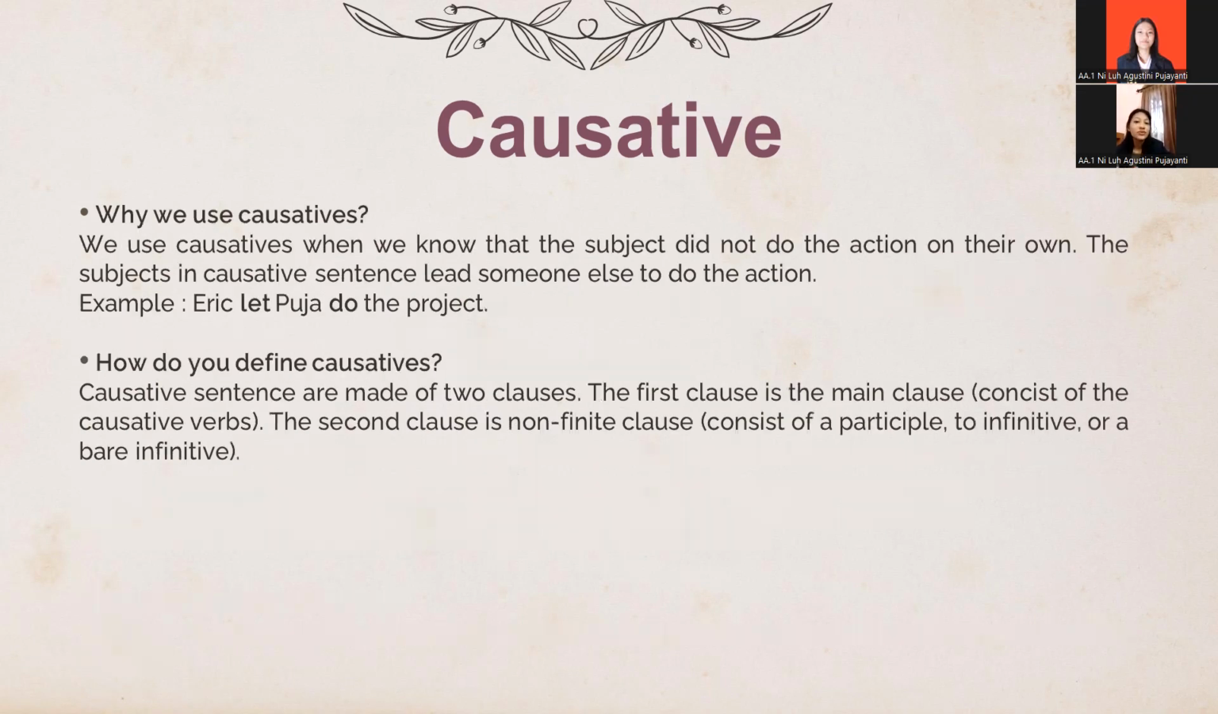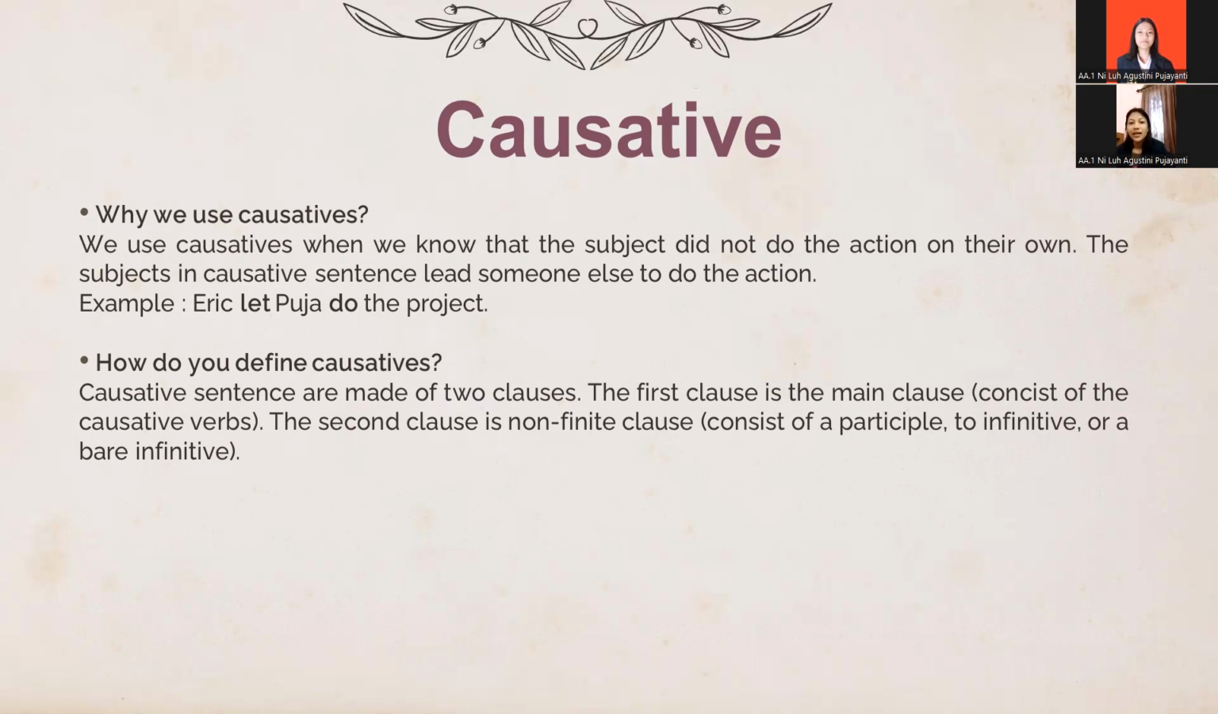Why do we use causatives? We use causatives when we know that the subject didn't do the action on their own. Actually, the subjects in causative sentences lead someone else to do the action. Here is an example which can help to understand the concept. Eric let Puja do the project. So in the sentence, Eric as the subject gives permission to Puja to do something, namely the project.